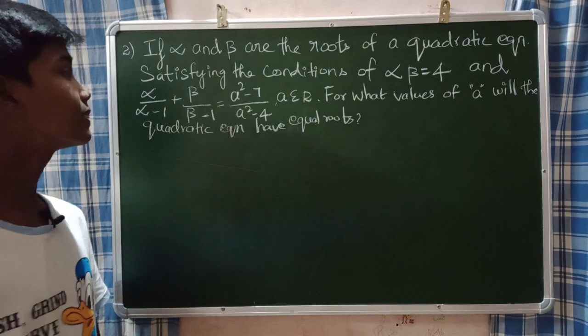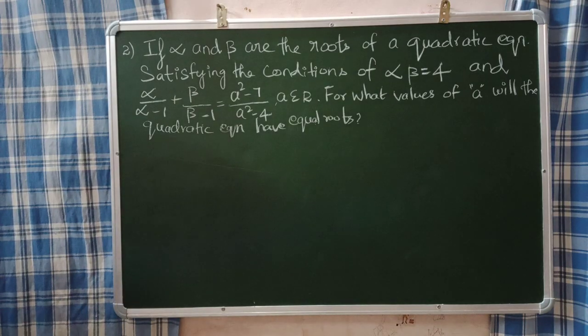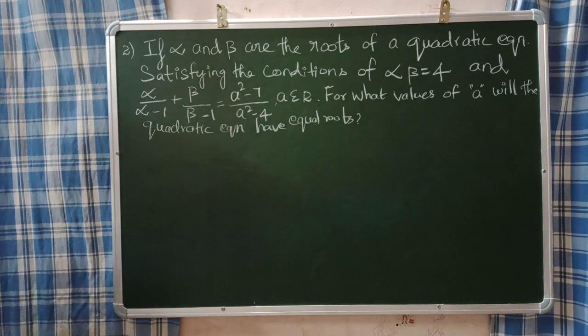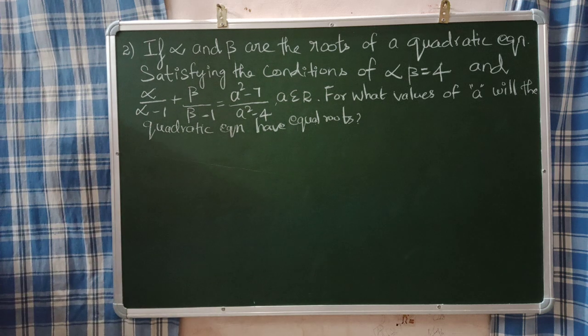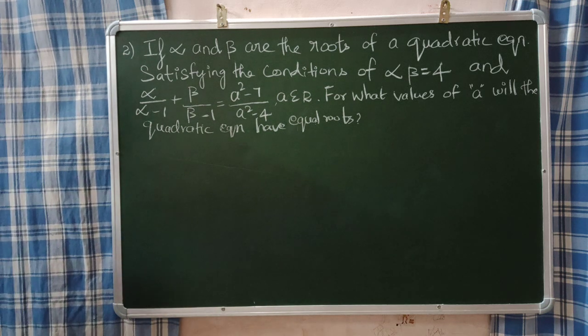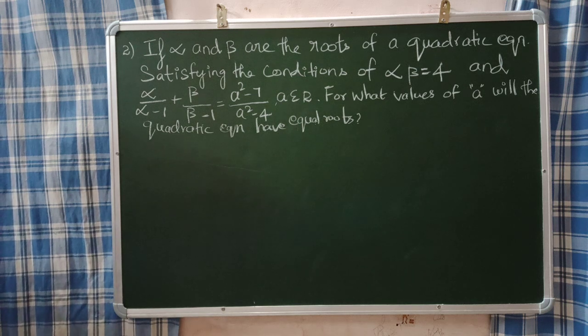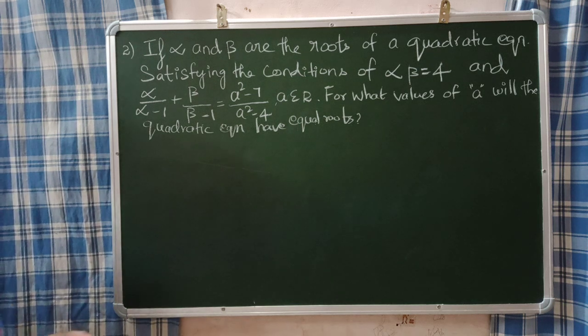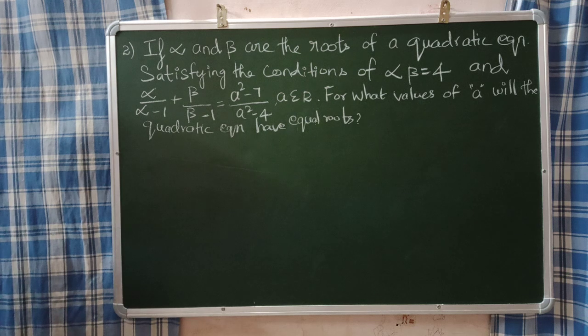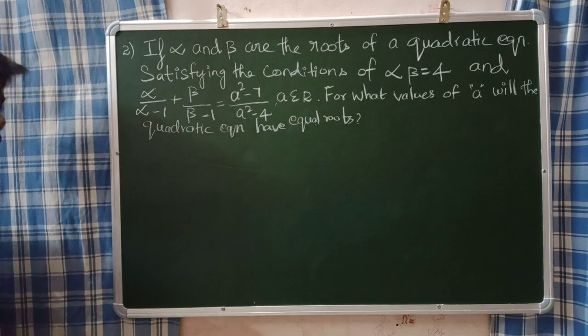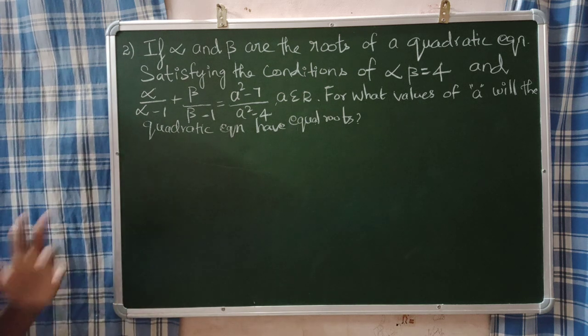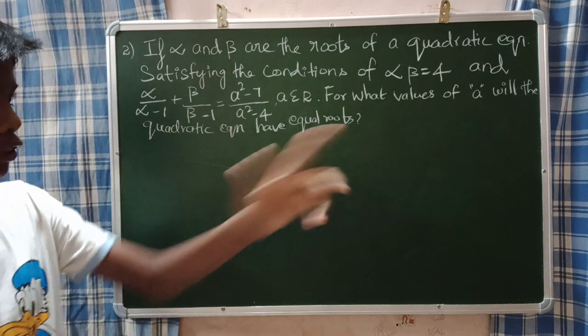Our next question is: if alpha and beta are the roots of a quadratic equation satisfying the conditions alpha beta is equal to 4 and alpha divided by alpha minus 1 plus beta divided by beta minus 1 is equal to a square minus 7 divided by a square minus 4, and a belongs to real numbers, for what values of a will the quadratic equation have equal roots? That is what they are asking in the question.